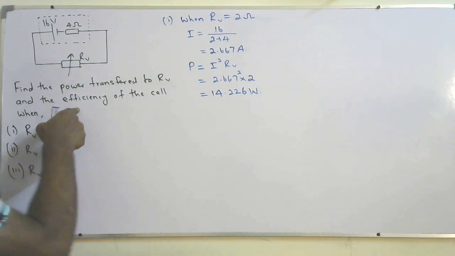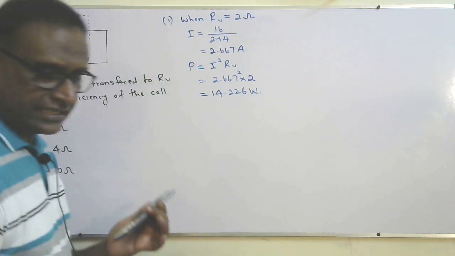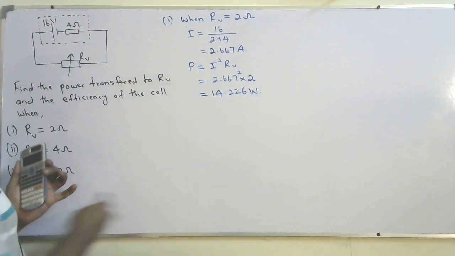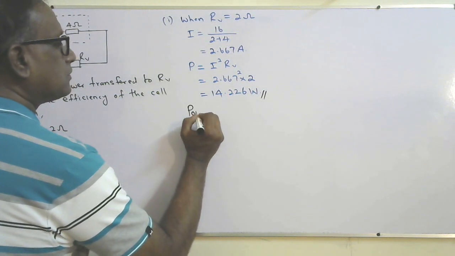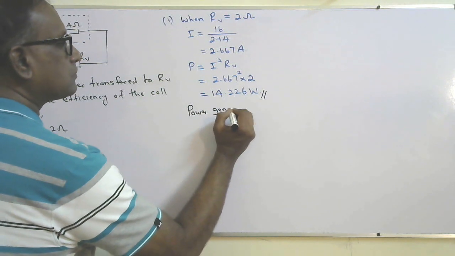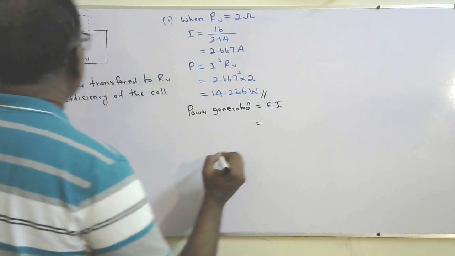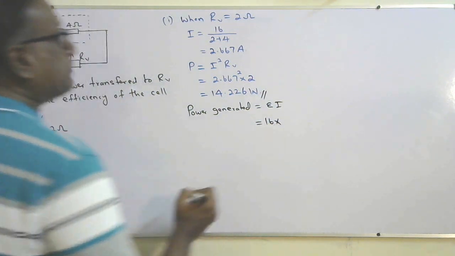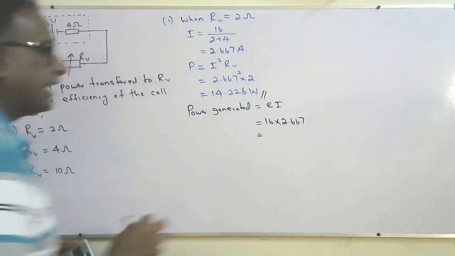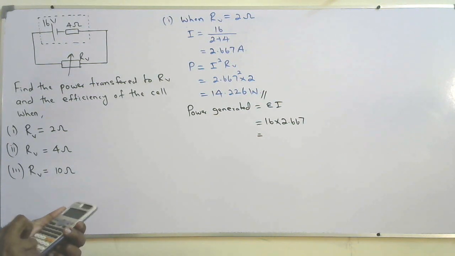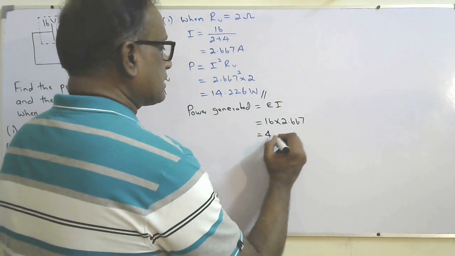So I need to find the efficiency, right? Efficiency I can find when I find the power generated. That is equal to EMF times I. So EMF is 16 times current flow 2.667. So that will be 42.672 watts.